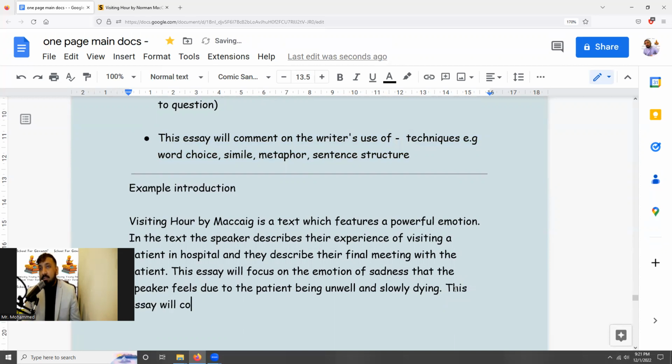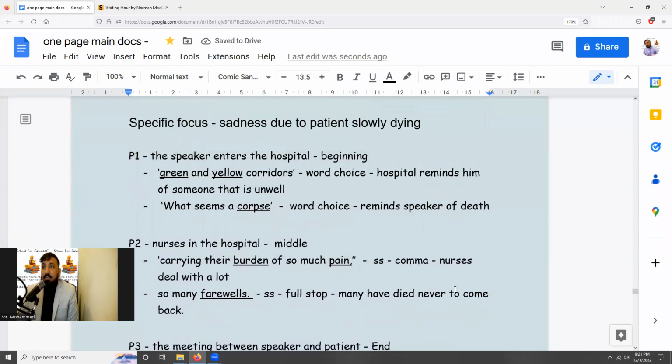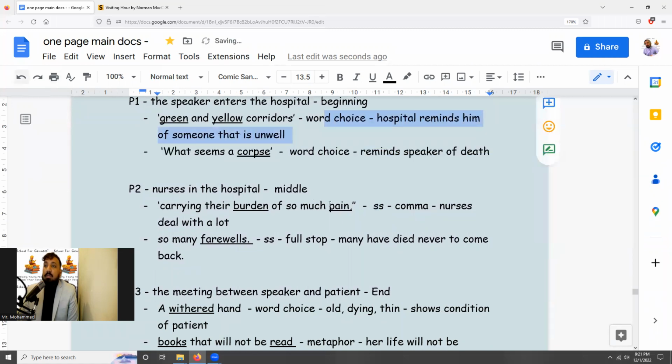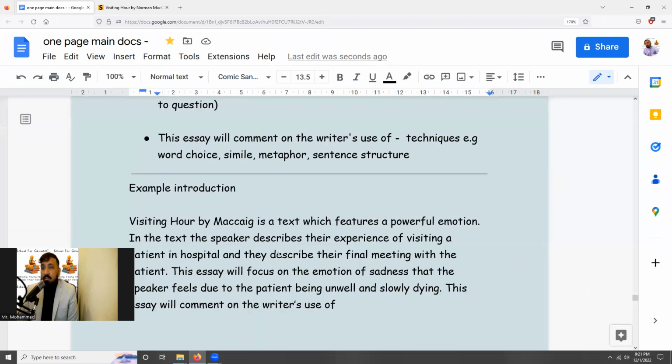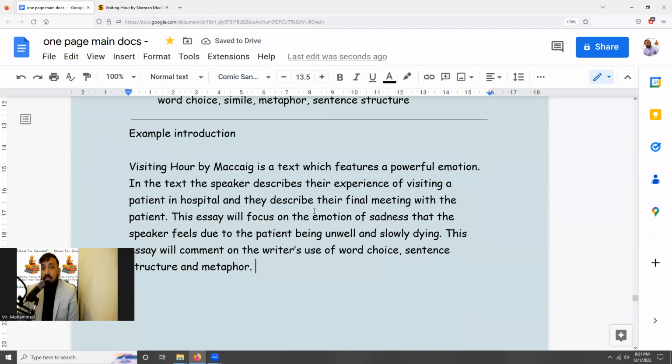This essay will comment on, and you can start every essay you write sort of similar to this. We'll comment on the writer's use of, and then I go back to my essay plan and I look at what techniques I've mentioned. So I've mentioned word choice, sentence structure, and metaphor. Now what I'm going to do is I'm just going to put them in that order. This essay will comment on the writer's use of word choice, sentence structure, and metaphor. That is all you need to do.